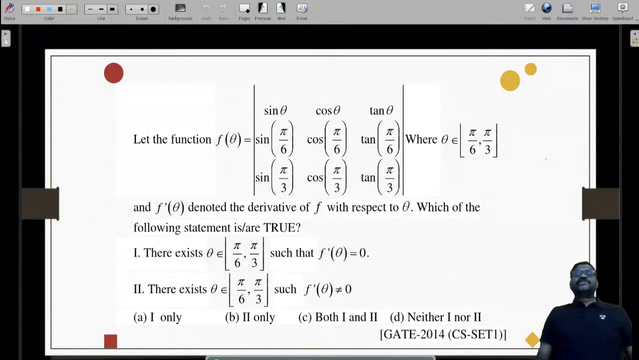f of theta is the determinant of sin theta, cos theta, tan theta; sin pi by 6, cos pi by 6, tan pi by 6; sin pi by 3, cos pi by 3, tan pi by 3. See, sin theta and cos theta are continuous for all values of theta. Tan theta is also continuous in the interval (pi by 6, pi by 3). Generally tan theta is discontinuous at odd multiples of pi by 2, but pi by 2 does not belong to this interval because it is 30 degrees to 60 degrees. That's why in the given interval f of theta is continuous.